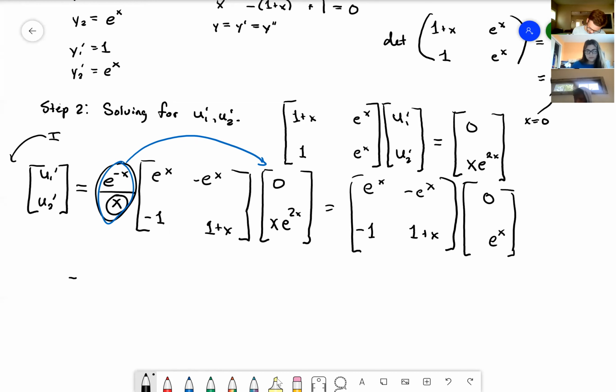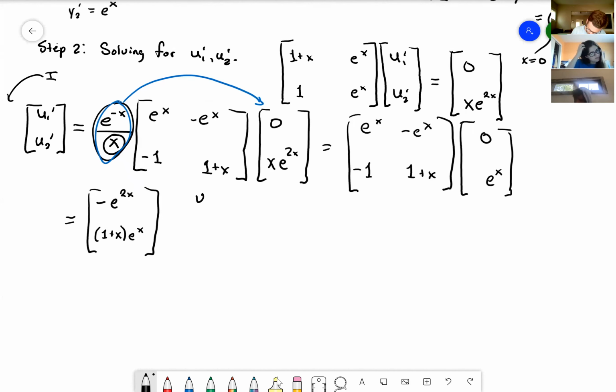All right, now multiplying this through, I get the first entry, which will be u1 prime: 0 times e to the x, plus e to the x times negative e to the x. That's negative e to the 2x. And the second entry, which will be u2 prime, will be 0 times minus 1, plus 1 plus x times e to the x. So this gives us u1 prime is negative e to the 2x, and u2 prime is 1 plus x e to the x.